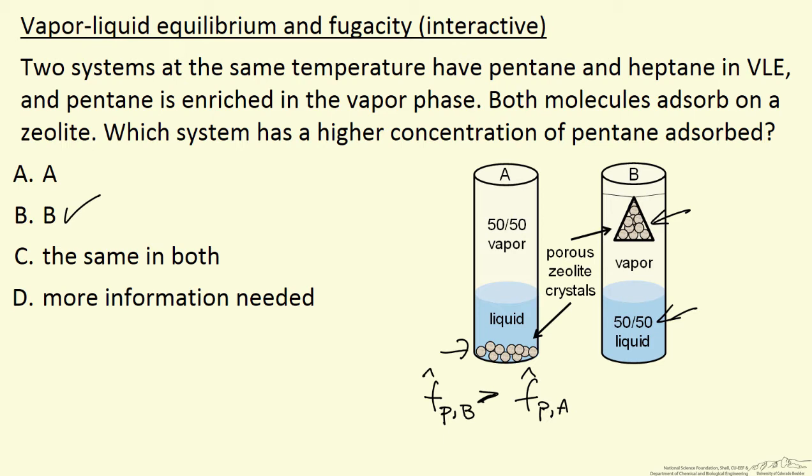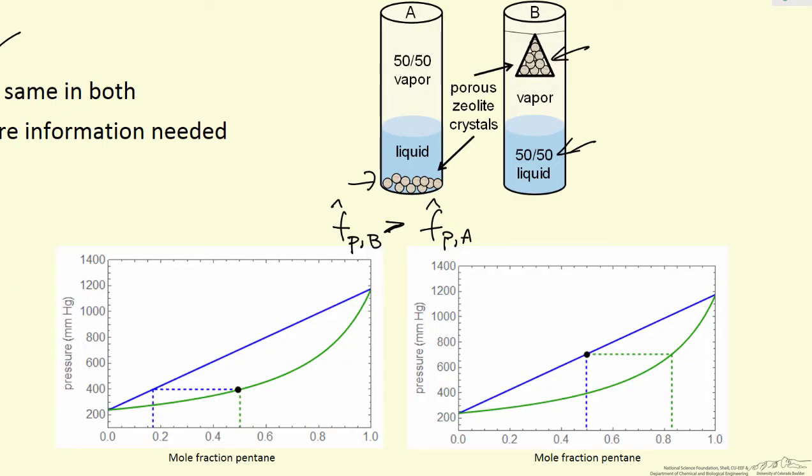Well, the easiest way to visualize this is to look at a PXY diagram and compare these two systems. So I'm showing a PXY diagram where I'm plotting pressure versus the mole fraction of pentane. Pentane has a higher saturation pressure. So system A, the vapor is 50%, so this is system A here. And then here, the liquid is 50%.